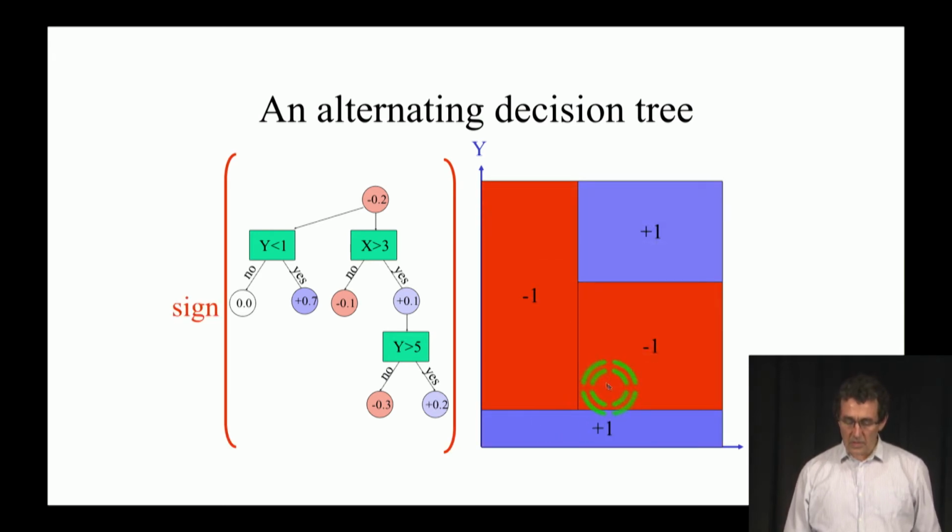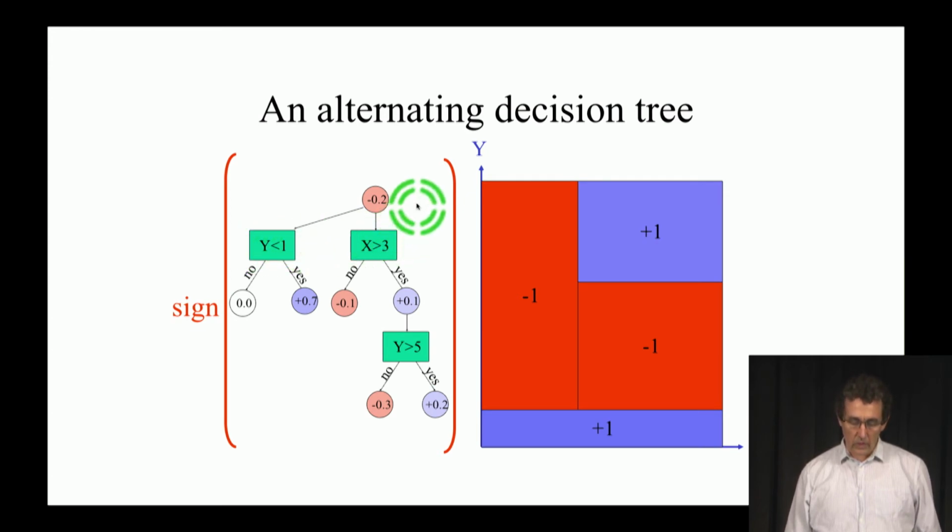So this kind of rule is not exactly easy to represent using a decision tree, but using this kind of alternating decision tree, it's quite easy. And why do I call it alternating? Because we have alternating levels. On the odd levels, you have contributions to the score. And on the even levels, you have the inequalities.